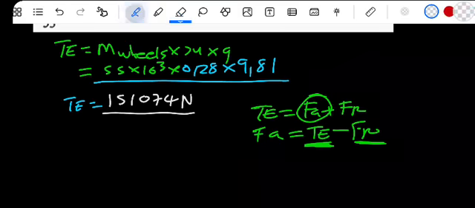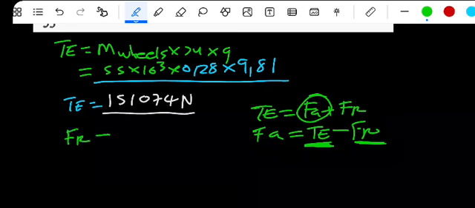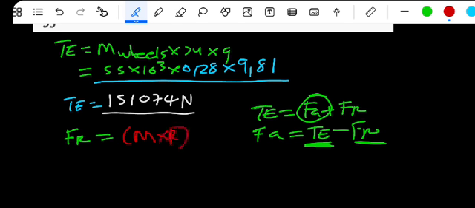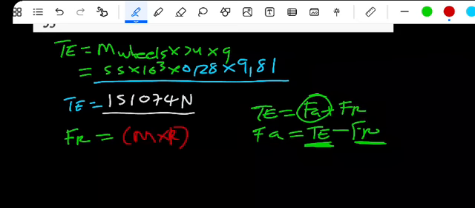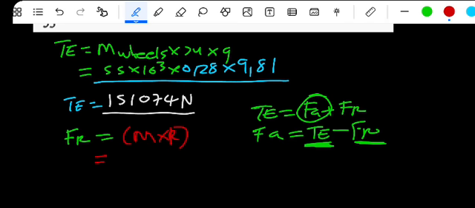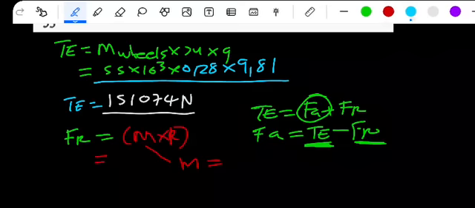Our FR, rolling resistance, is the mass multiplied by the rolling resistance value, as we discussed. But be careful about the mass here. The mass is 55 tons? Remember, 55 is the ton of the driving wheel, not the locomotive.